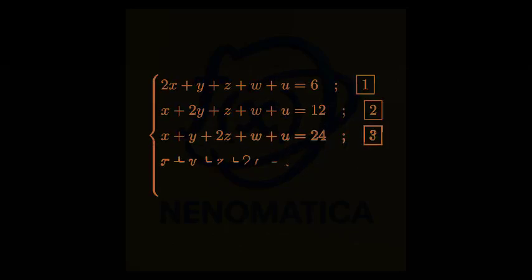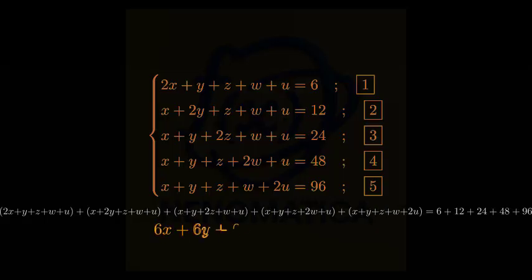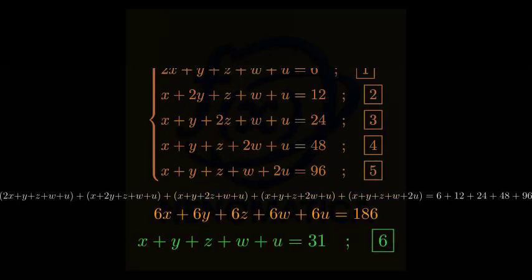Here is the system. We label each equation 1 through 5 on the right, exactly as shown. According to the algorithm, add all 5 equations together. This gives 6x plus 6y plus 6z plus 6w plus 6u equals 186. Divide both sides by 6 to get x plus y plus z plus w plus u equals 31. We will call this new result equation 6.